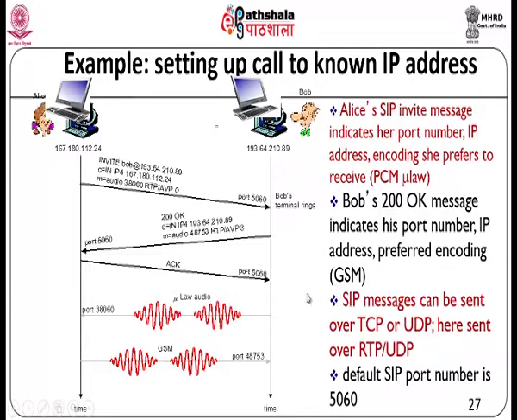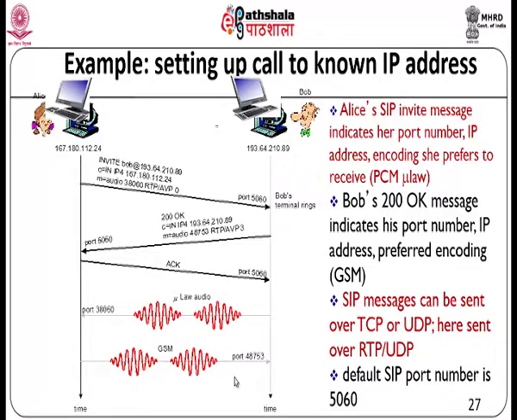Once the ACK is sent, now you can start sending the information. You can see that from Bob to Alice, that is from the callee to the caller, you are using MULAW audio. From here to here you are using GSM audio. Which means the two entities can decide to use two different encoding schemes for their respective data transfers.